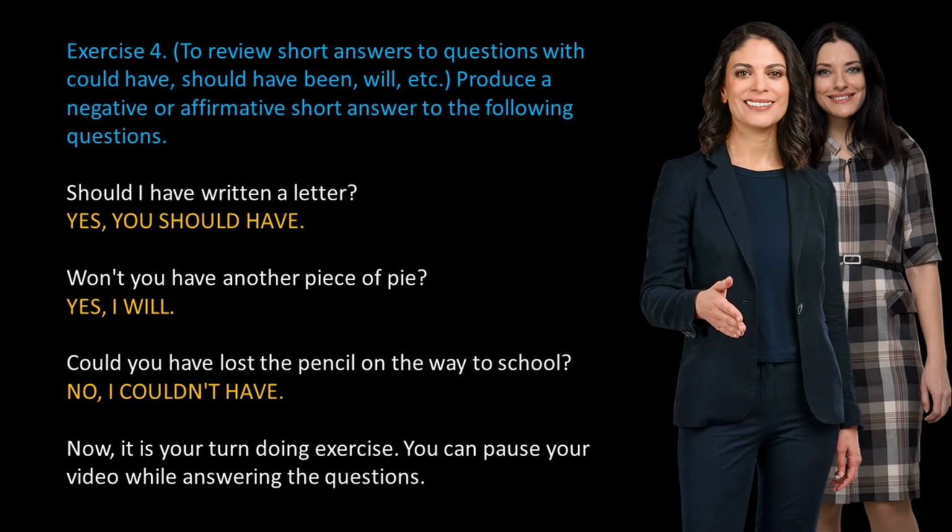Exercise 4. To review short answers to questions with could have, should have been, will, etc. Produce a negative or affirmative short answer to the following questions. Examples. Should I have written a letter? Yes, you should have. Won't you have another piece of pie? Yes, I will. Could you have lost the pencil on the way to school? No, I couldn't have. Now, it is your turn to do the exercise. You can pause your video while answering the questions.